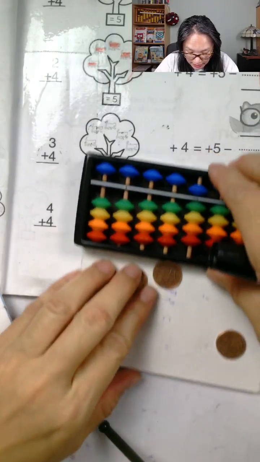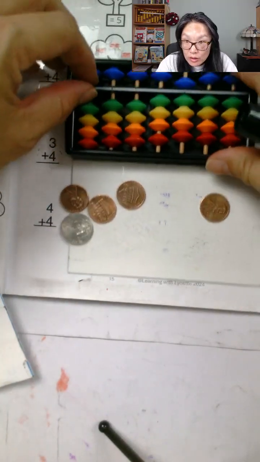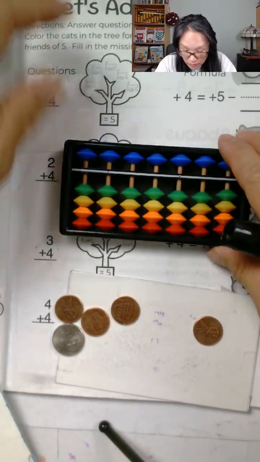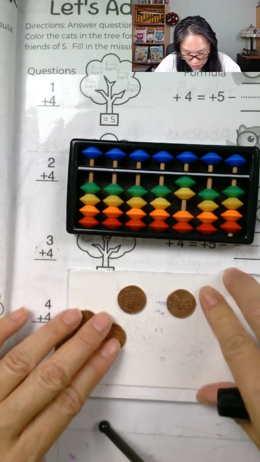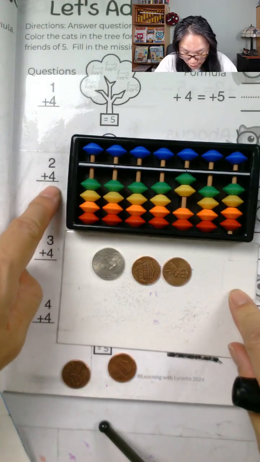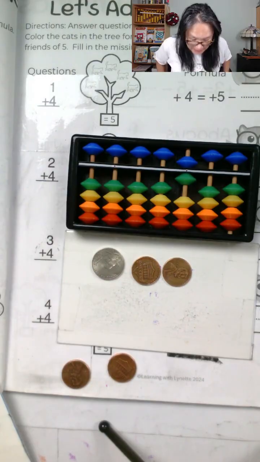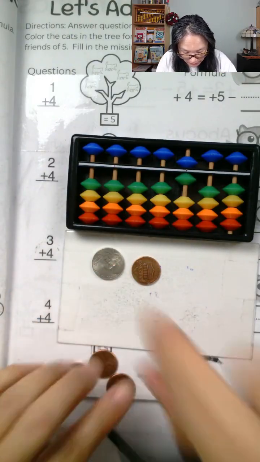We can do the next one, right? We already did 4 plus 4. We can do 2 plus 4, right? 2 on my abacus, right? And then I add the 5. That's too much. I want to add 4. So what I'm going to do, I add the 5 and I take away the 1. So my final answer is 6.